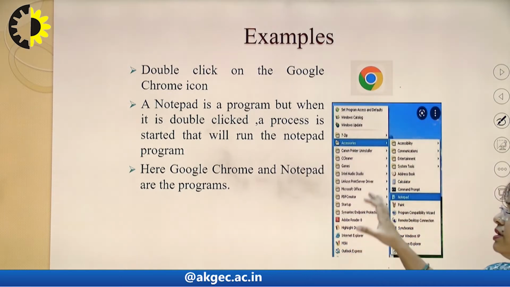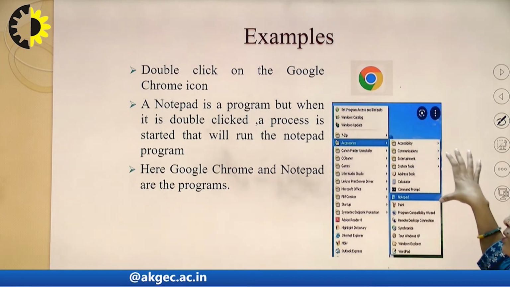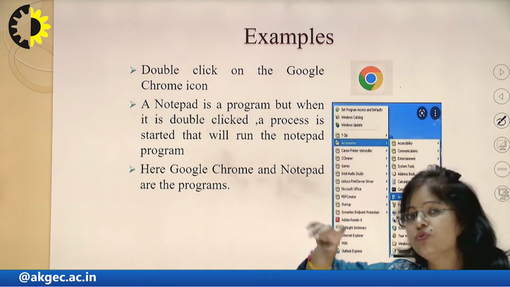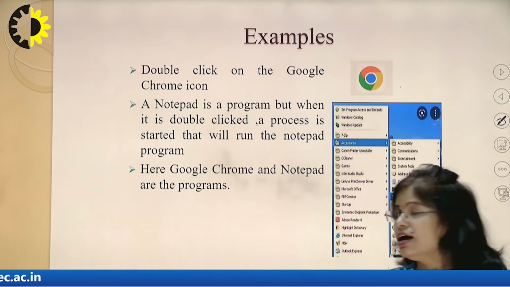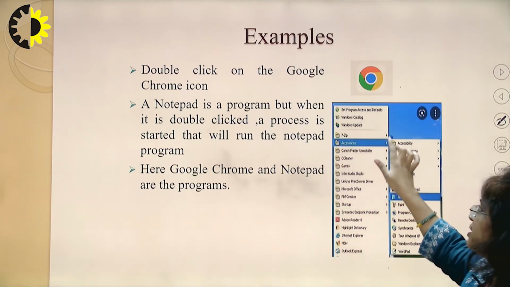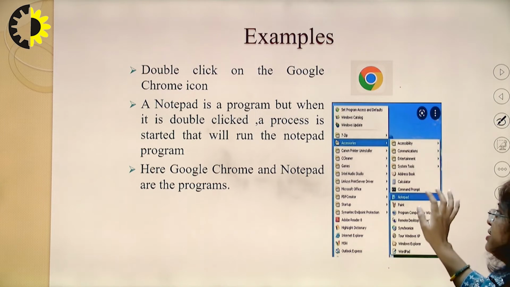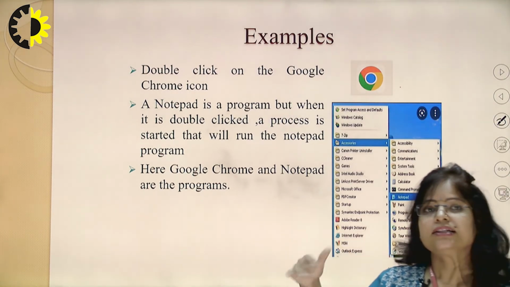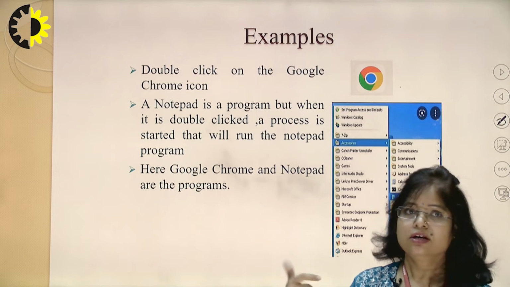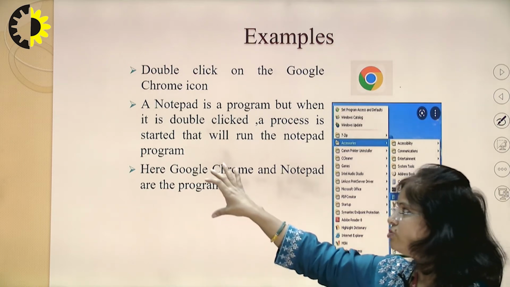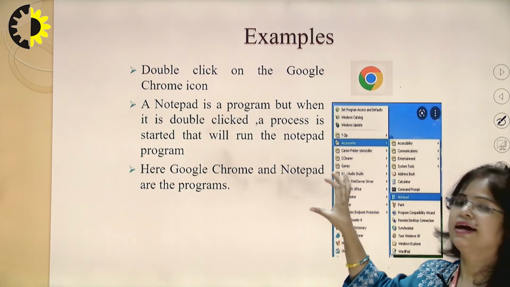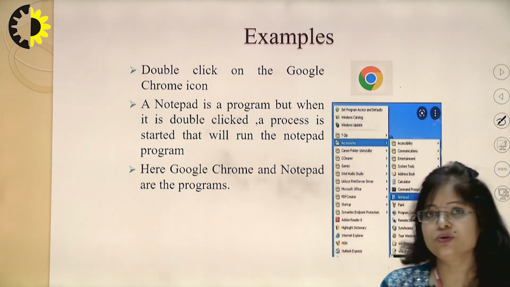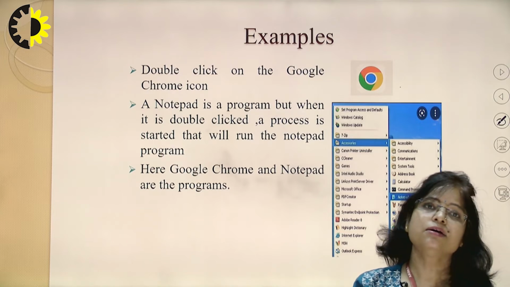Another example of a process is Notepad. When Notepad is installed, it is stored on your secondary disk, and you just open it from the start menu and click, and when the Notepad file is opened, it becomes a process. So here Chrome browser and Notepad are the programs, and when they start executing, they become processes.